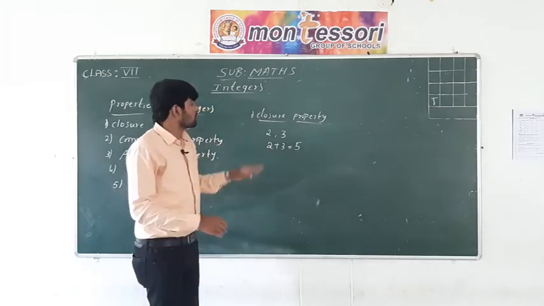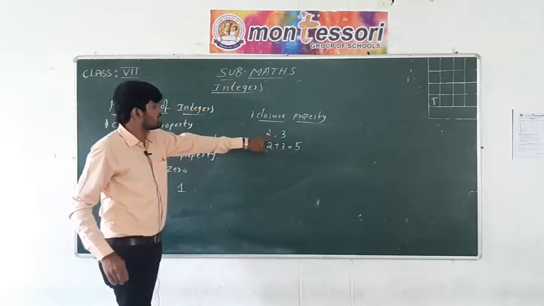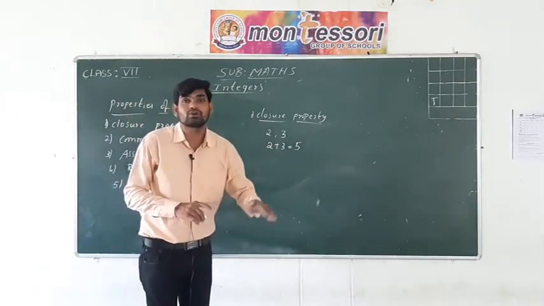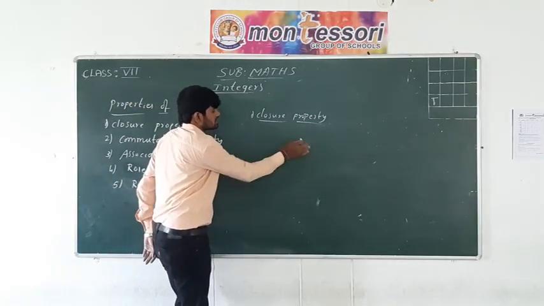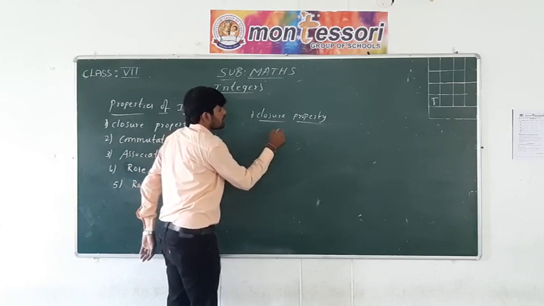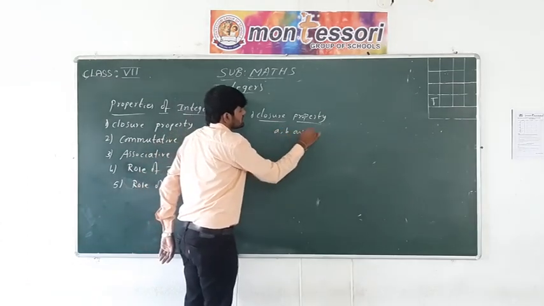In the same way, that property we are going to learn for addition, subtraction, multiplication and division in the integers. Let us take the integers now. For example, a, b are two integers.